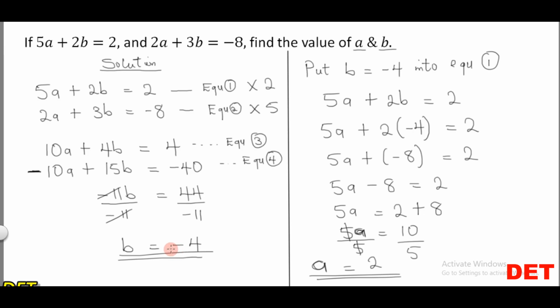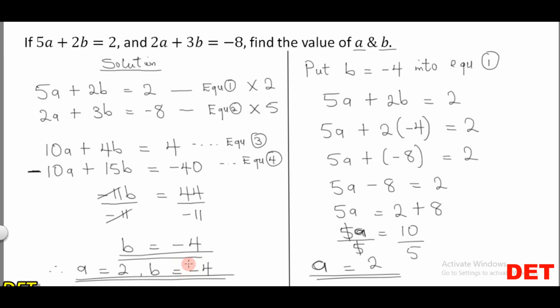Alright, so therefore, a is equal to what? 2, and what? B is equal to what? Minus 4. This is my final answer. Alright, so the value of a is equal to 2, and the value of b is equal to what? Minus 4.